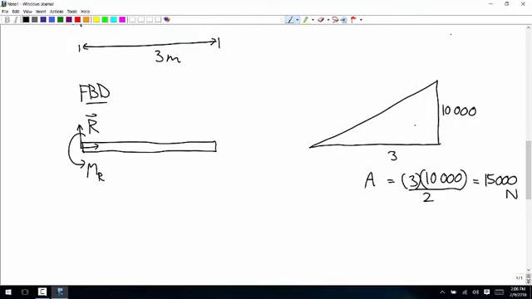And the centroid location is a third of the way from the, so a right triangle, whichever direction you're looking at it, always has one side that is a point and one side that is a wall. It's a third of the way from the wall towards the point. So we know that this distance is 1. And now I can use that information here. So the total force is the area, 15,000, and this distance is 1 meter.